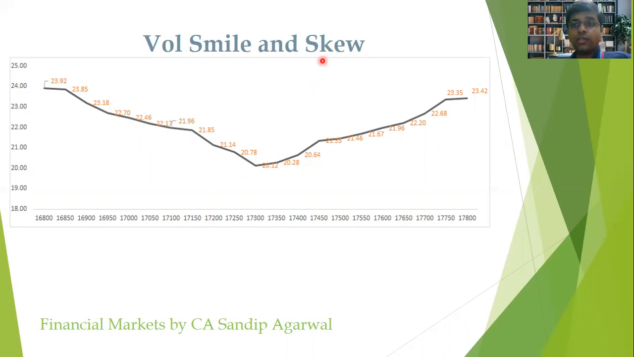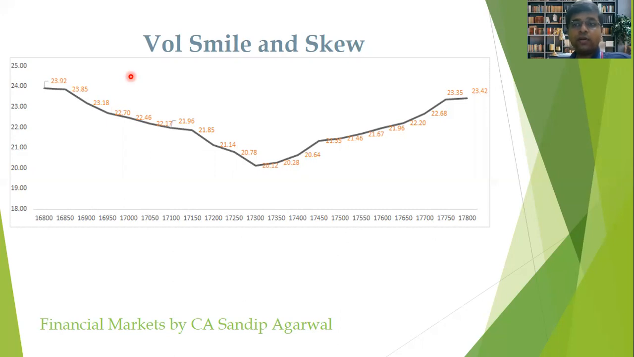And why is it called skew? Because the IV of the lower strike is higher than the IV of the higher strike. That's why it's called skew, because this line is neither a straight line nor a parallel line. Now this is the ideal volatility smile and the skew chart. Currently, since there are a lot of uncertainties in the market, you will see that the IV of all the strike prices, either on the call side or on the put option side, will not look like a smile.